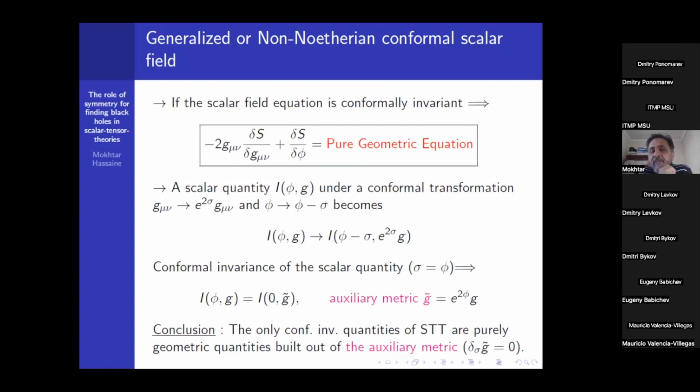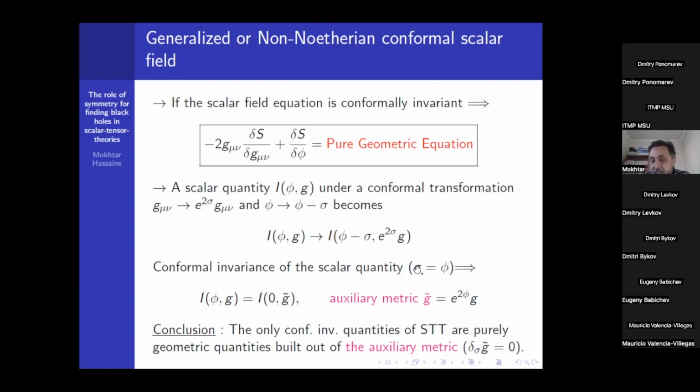One can see also, if I have a scalar quantity, I'm not talking about the action, I'm just considering a scalar quantity, how it is going to change under a conformal transformation. Now I'm in the exponential frame, so it's like considering this conformal factor for the metric and this translation for phi. So if I have a quantity, it's going to change like that. Now, if I'm asking that this quantity is conformally invariant, it means that these two quantities must be equal, for any sigma, of course.